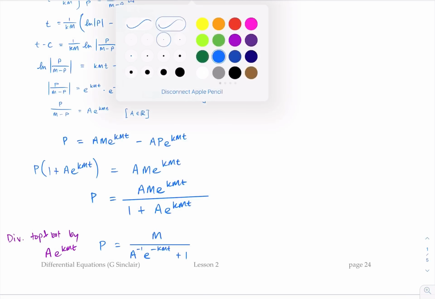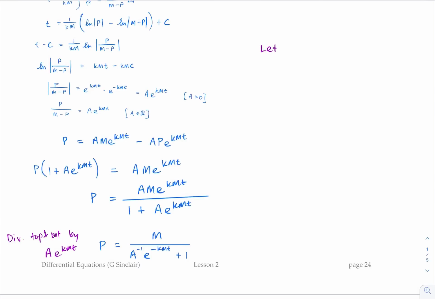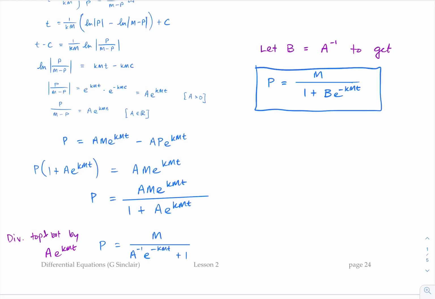And so now we'll let capital B equal A to the negative 1 to get P equals m over, I'm going to put the 1 plus rather than something plus 1, and then the A to the negative 1 is B, and then we've got e to the negative kmt. Okay, so that reached a really big milestone there.